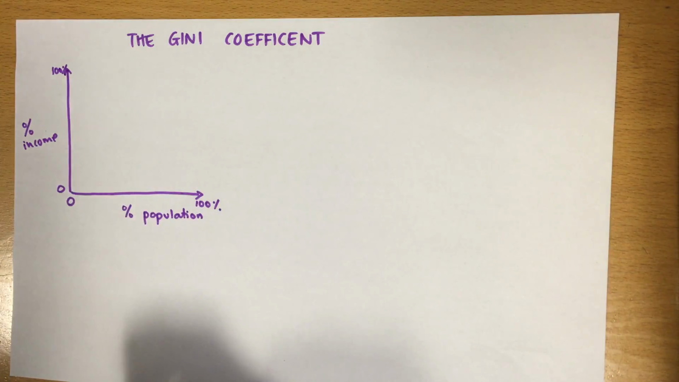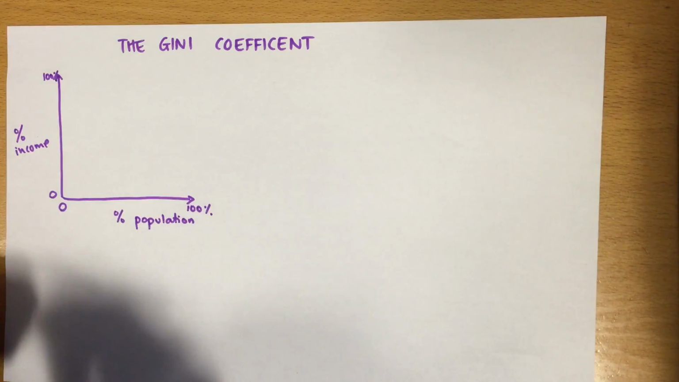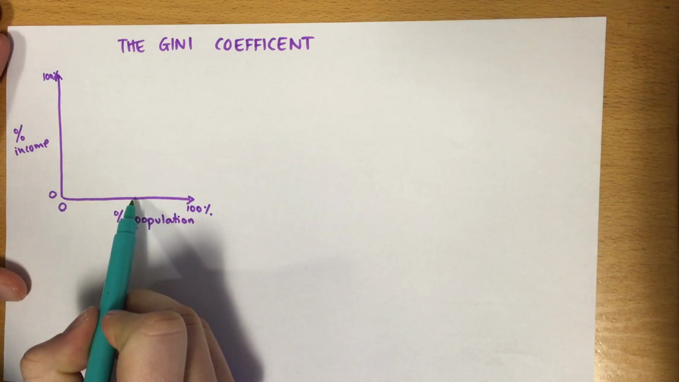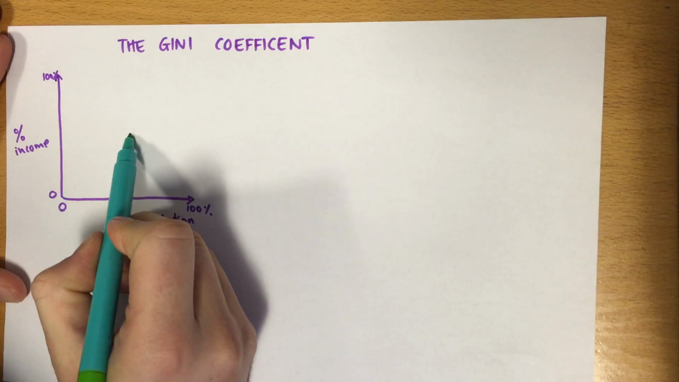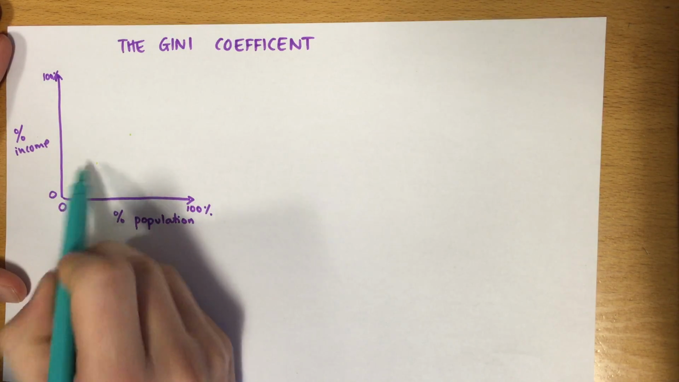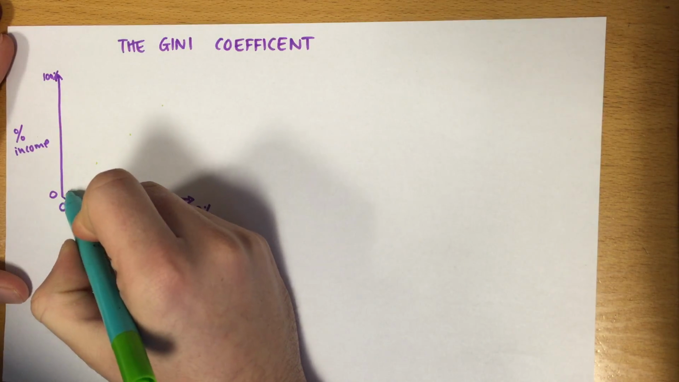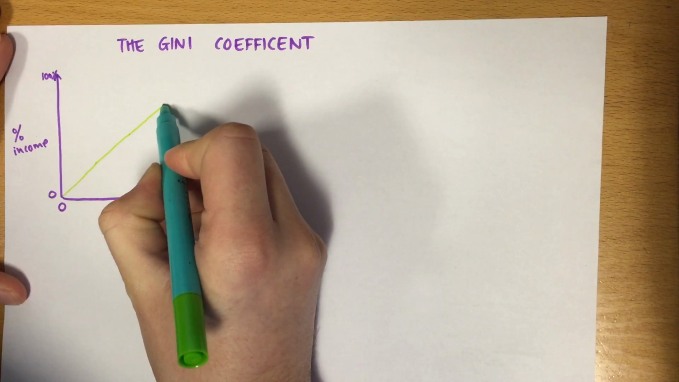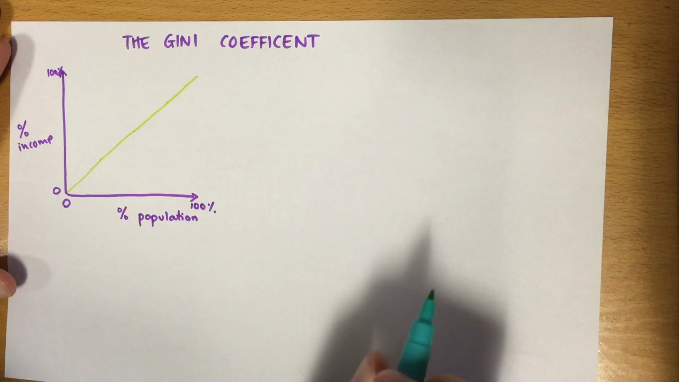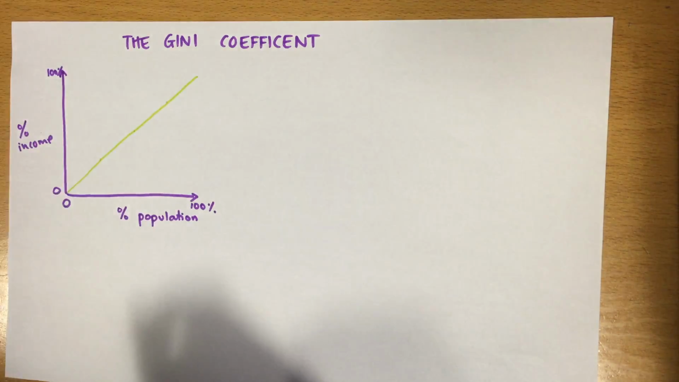Now first off, we need to have a think: what would the graph look like in a perfectly equal society? In a perfectly equal society, 50% of the population would earn 50% of the income. 25% of the population would earn 25% of the income. 75% would earn 75%, and so on. So we'd get a perfectly straight line that went up through the middle. Now that's unrealistic. There aren't very many societies where that's going to happen.